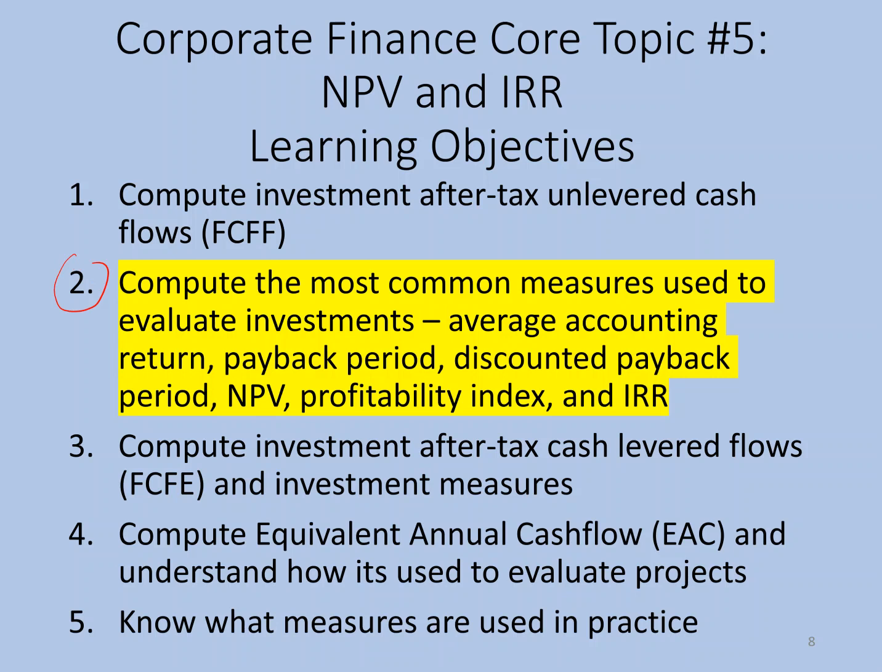In the first topic, we calculated unlevered free cash flows. Those are the cash flows available to pay both debt and equity holders, or the cash flows generated by an all-equity financed project. In this topic, we're going to look at a bunch of measures used to try to summarize that data and make a decision whether you're going to green light the project or not go ahead.